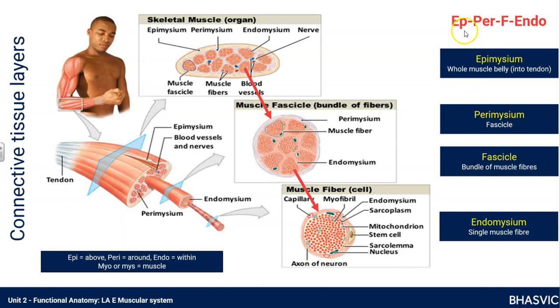This is my way of helping you remember them: epi, peri, fascicle, endo. And you will need to remember what they are. So epimysium is the connective tissue around the whole muscle belly, extending and continuing from the tendon. Perimysium is the connective tissue wrapping around the fascicle. What is a fascicle? It's a bundle of muscle fibers. The endomysium is the connective tissue wrapping around a single muscle cell.